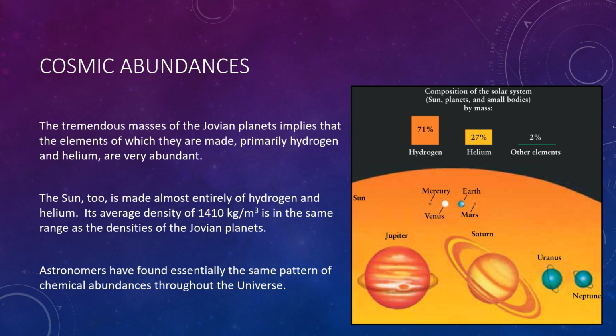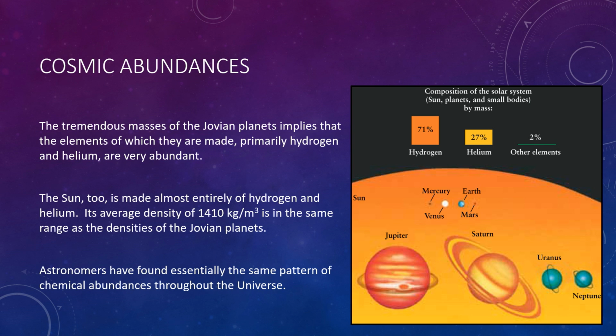Its average density is 1,400 kilograms per meter cubed, in the same range as the densities of the Jovian planets. Hydrogen, which is the most abundant element, makes up nearly 3/4 of the combined mass of the Sun and the planets. So you can see that in this graphic here on the right. Helium is the second most abundant element. Together, hydrogen and helium account for roughly 98% of all of the mass and material in our solar system. All of the other chemical elements are relatively rare, and combined they make up about 2%.